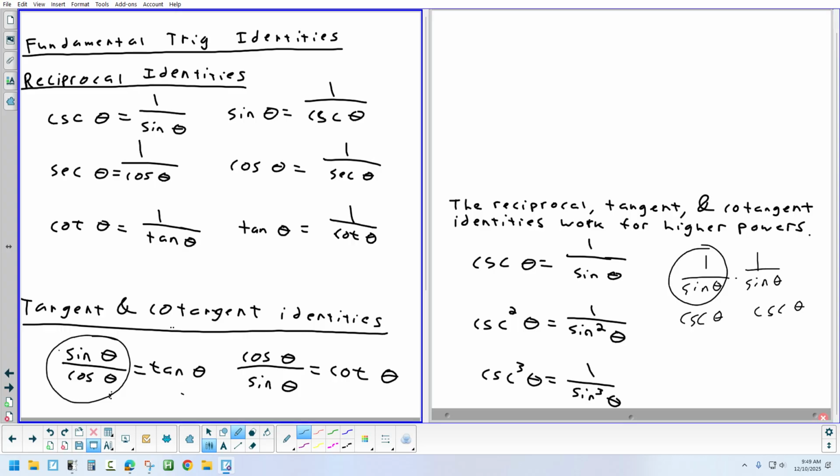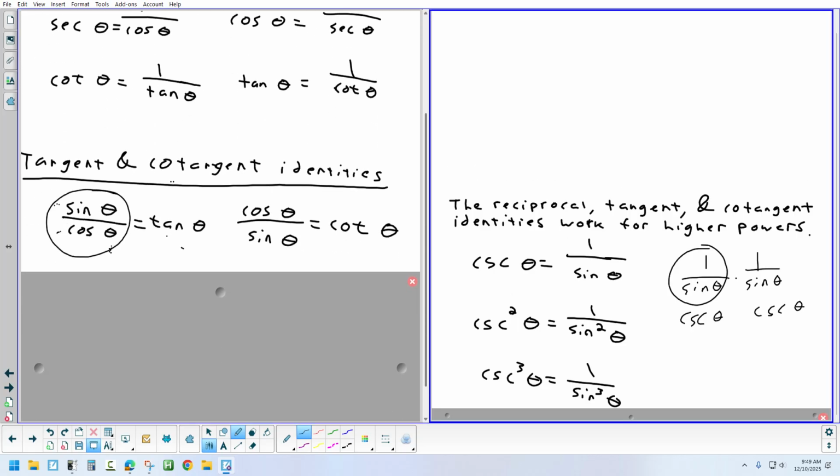What do you think sine squared divided by cosine squared would be? Well, sine over cosine is just tangent, but sine squared over cosine squared would be something different. Would it just be tangent squared? Yeah, it would be tangent squared.